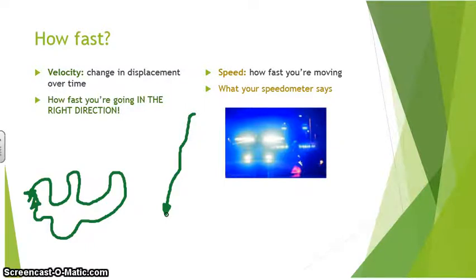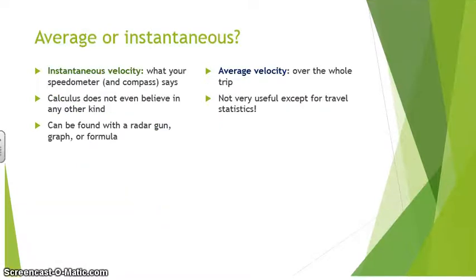You're going 50 miles per hour north in the southbound lane, genius. You're going in the wrong direction. That's the difference between speed and velocity. In physics, we want velocity. We want to know whether you're going in the right direction before we start worrying about your speed.